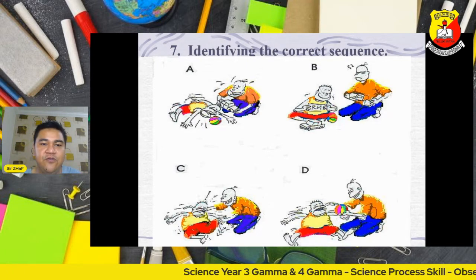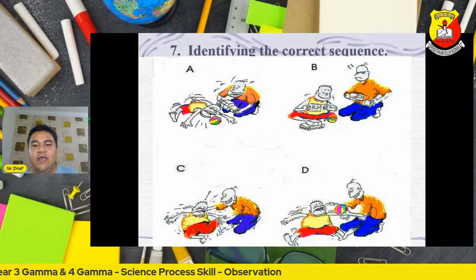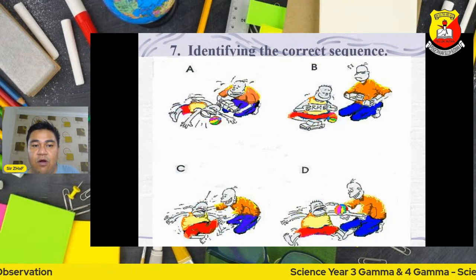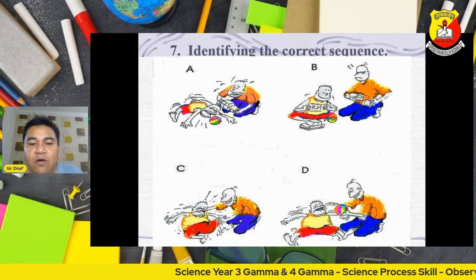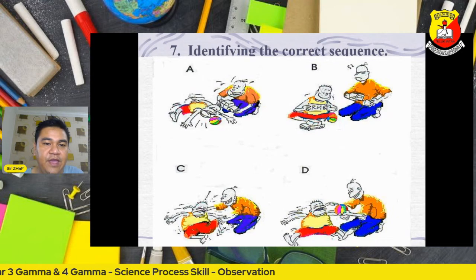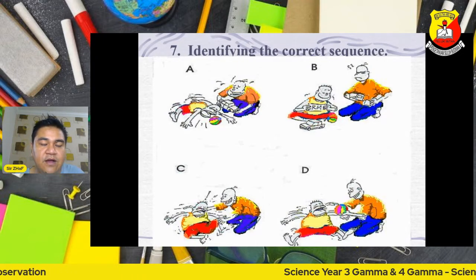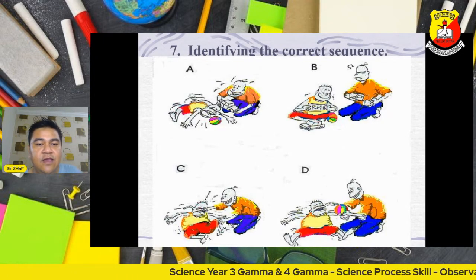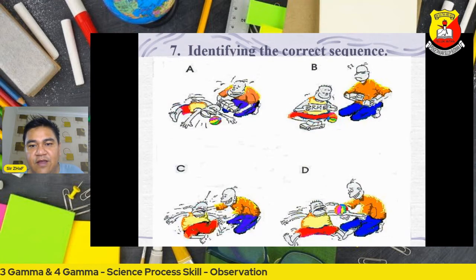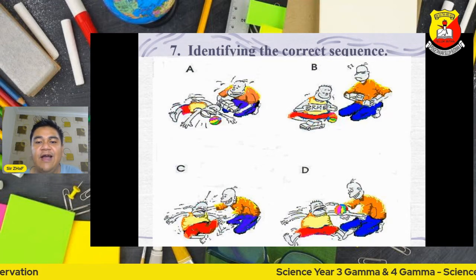The boy is crying loudly. Then D, the father is giving the boy a ball, but the boy keeps on refusing and keeps on crying. Then picture A, the father is giving a car, but the child is still crying. So the last one is B. The father is giving money, and then the boy stops crying.